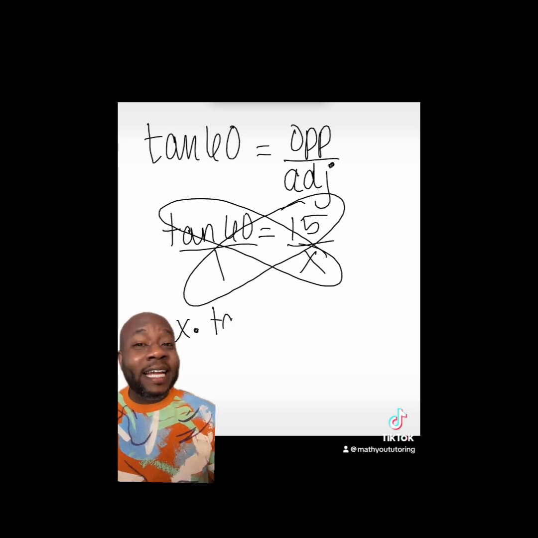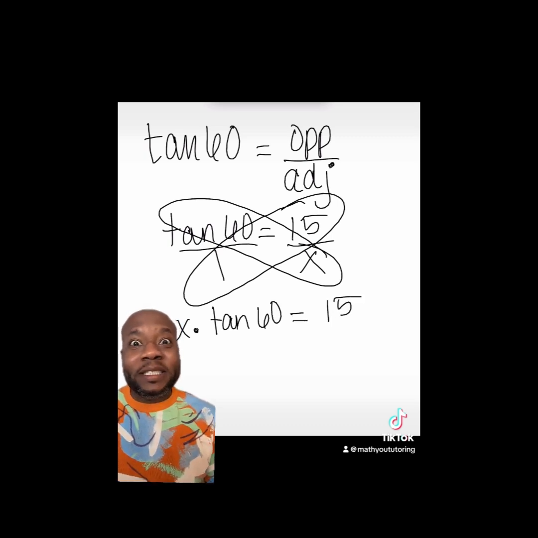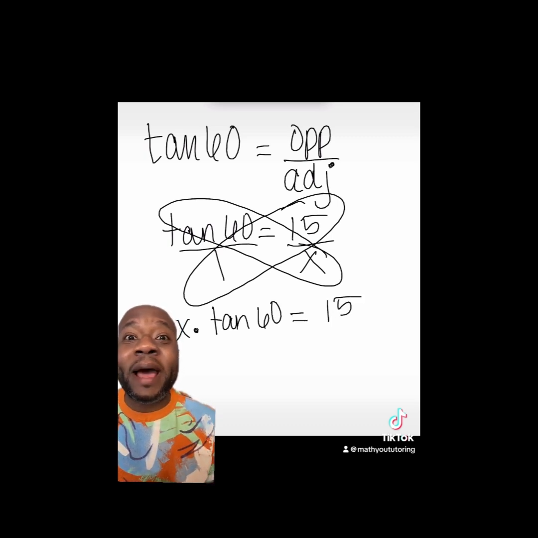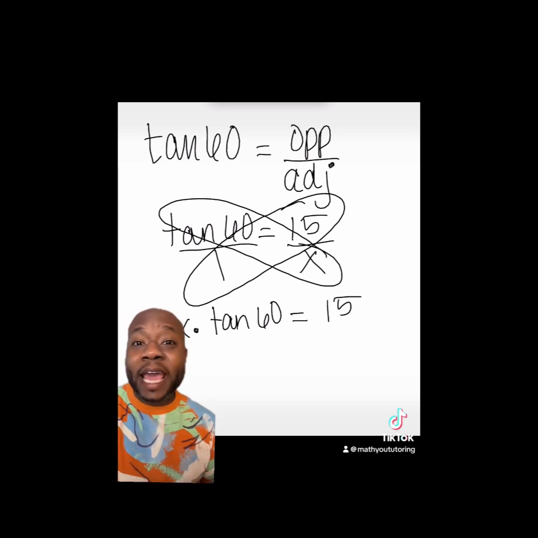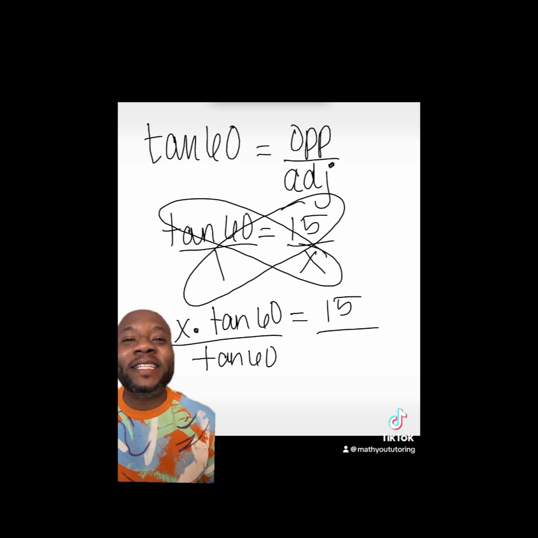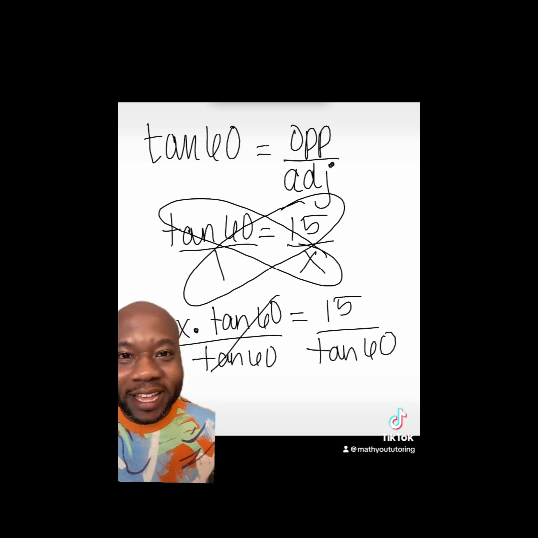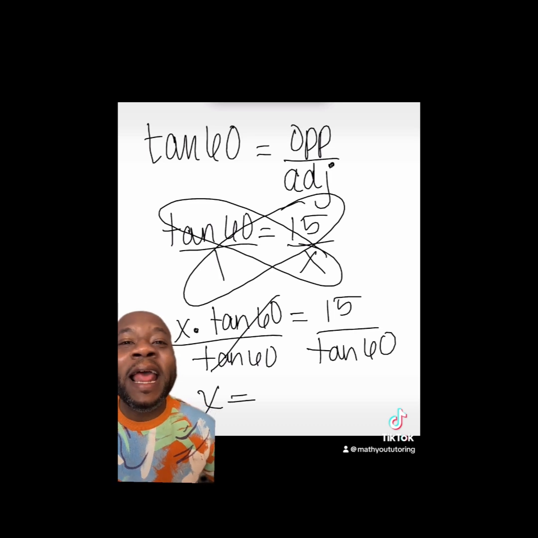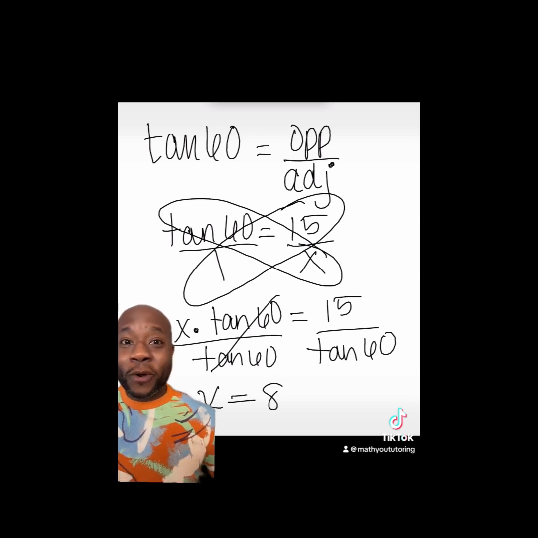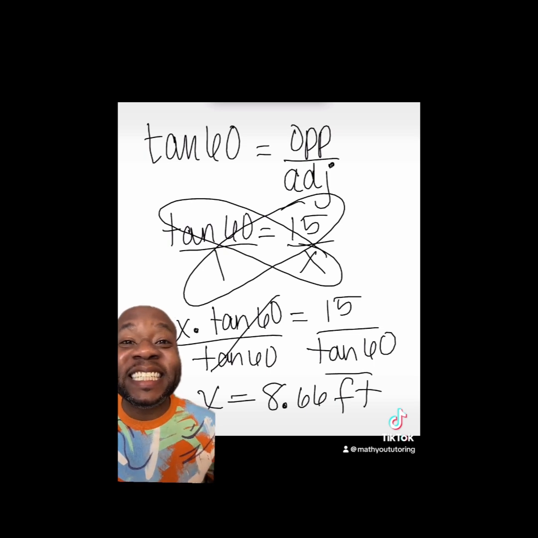Since x and the tangent of 60 are being multiplied, we're going to do the opposite of that. Remember, we want to get that x by itself, and the opposite of multiplication is division. So we're going to divide both sides by the tangent of 60. Then we're going to whip out our scientific calculators, and we're going to divide 15 by the tangent of 60, and we'll come up with, drumroll please, 8.66 feet away.